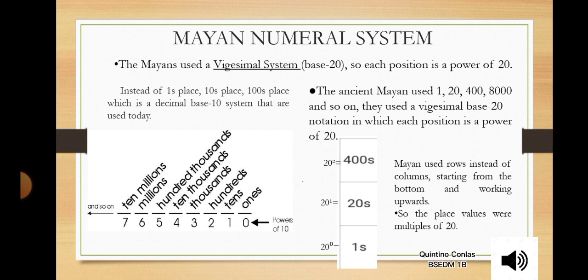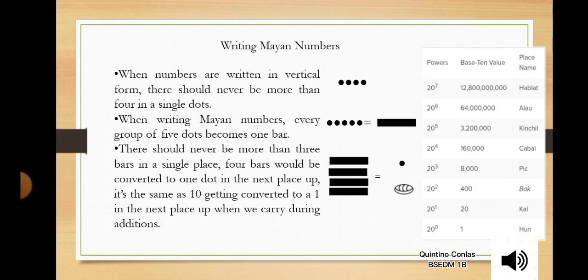Mayans used rows instead of columns, starting from the bottom and working upwards. So the place values were multiples of 20. Writing Mayan numbers: when numbers are written in vertical form, there should never be more than 4 dots in a single place. Every group of 5 dots becomes 1 bar. There should never be more than 3 bars in a single place. 4 bars would be converted to 1 dot in the next place up. It's the same as 10 getting converted to a 1 in the next place up when we carry during addition.